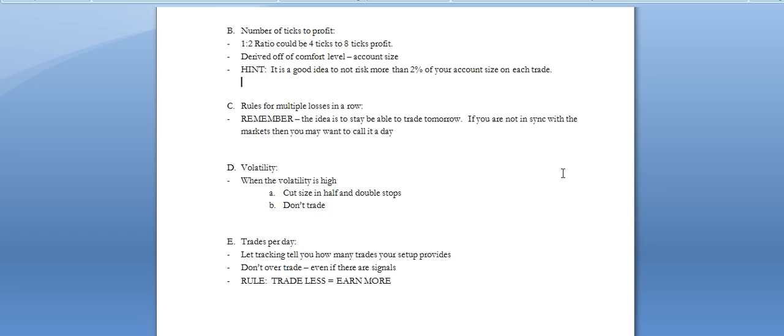Now the other part of this is for multiple losses. What are your rules on multiple losses? My personal plan says if I have 2 full losses in a row, I am done for the day. Why is that? Because you never know. It could be volatility, could be I'm not in sync with the market, it may not be working well for my trade setups, et cetera. So I am done after 2.